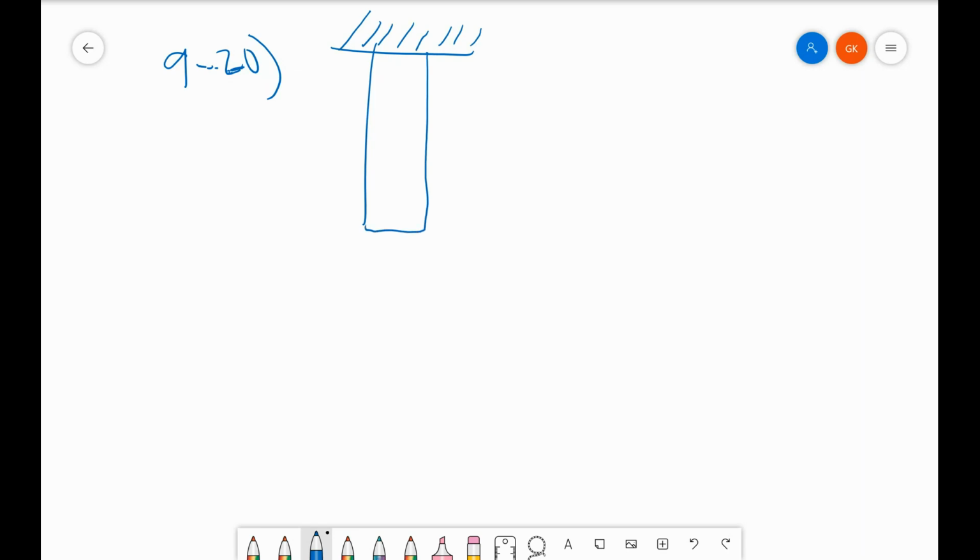And so what we have here is a few loads. We have a 6,000 pound load right here, a 4,000 pound load right here, and a 3,000 pound load right here. So this is 4 feet down, and then this is 2 feet further, and then this is 1 foot.